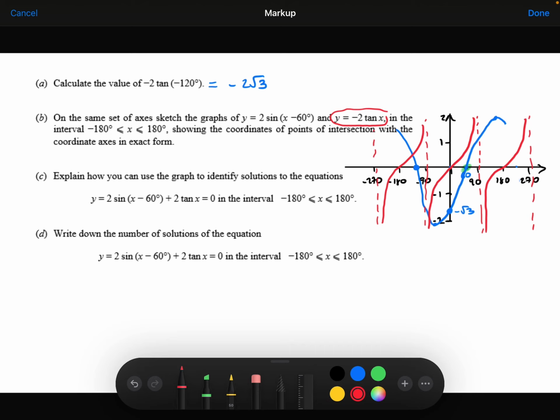Now, if that gets multiplied by the minus 2, that's multiplying all of the y coordinates by minus 2. So it's going to get twice as big, but also flip. It's going to be a reflection in the x-axis. Where the y coordinates were positive before, they're now going to become negative. And where they were negative before, they're now going to become positive. So it's now going to look something like this.